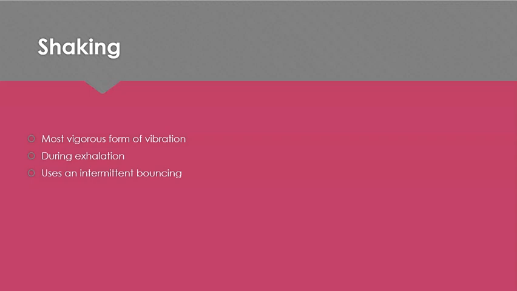Shaking is the most vigorous form of vibration during exhalation. It uses intermittent bouncing. Following a deep inhalation, a bouncing maneuver is applied with the therapist's open hand to the ribcage throughout the expiratory phase of breathing. Shaking is applied to a specific area of the thorax that corresponds to the underlying involved lung segment. Five to seven deep breaths with shaking on exhalation are appropriate to hasten the removal of secretions. Shaking is commonly used following percussion in the appropriate postural drainage position.